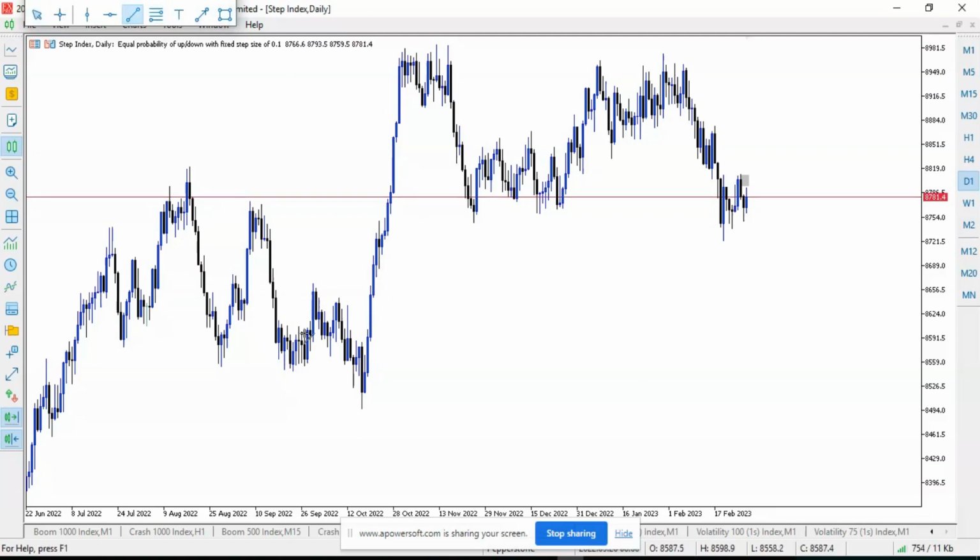Now for me, my trading range on the daily for step index is this one, up to this point here. This was a higher high. No, this is a higher low. I mean, this is a higher low, and this was a higher high. You get these points here. This is, if I can show you now.